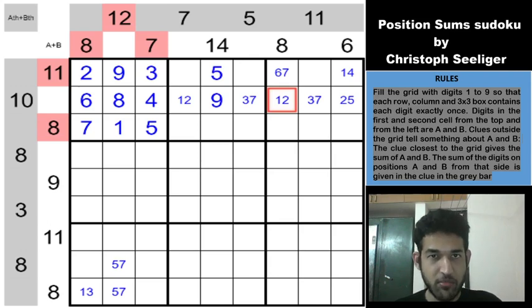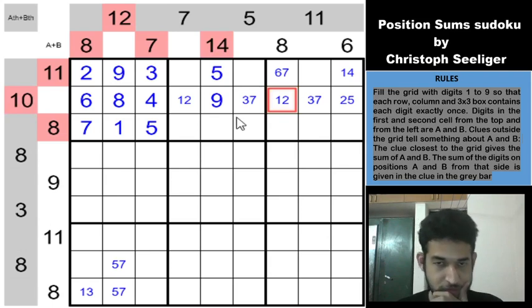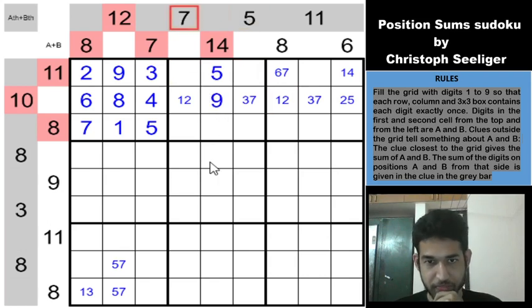We may highlight some more clues to denote that they are spent. So these clues are done, right? I think we can continue either from here or here because I think these clues are really low and should help us.